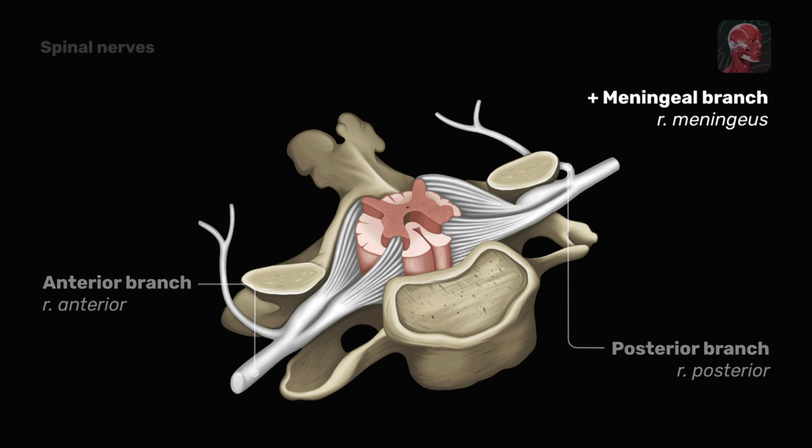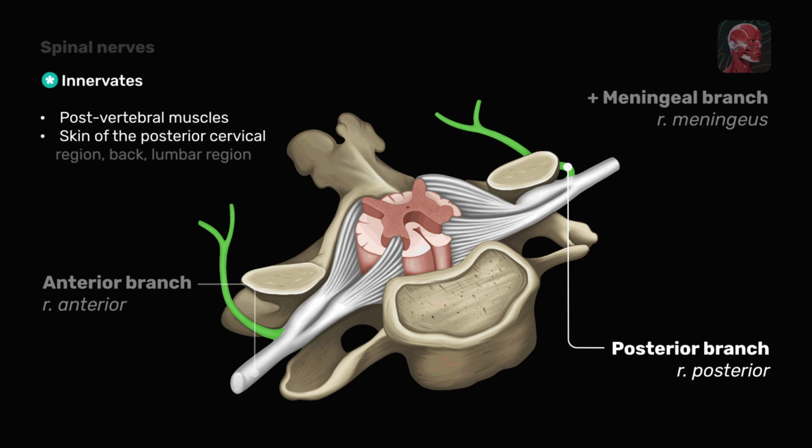The meningeal branch goes back into the spinal canal through the intervertebral foramen and innervates the spinal meninges. The posterior or dorsal ramus passes posteriorly between the transverse processes of the vertebrae and innervates the postvertebral muscles and the skin of the back.